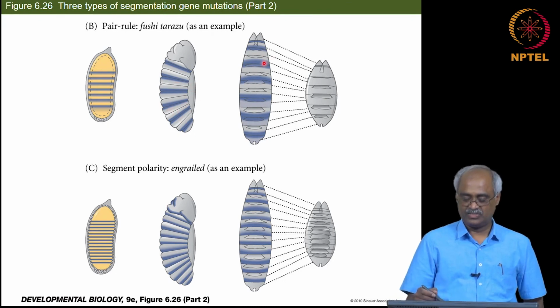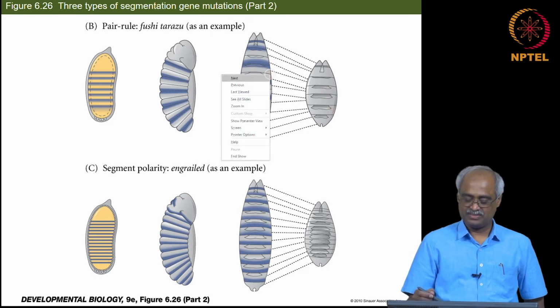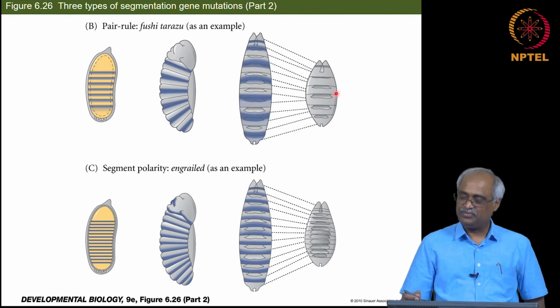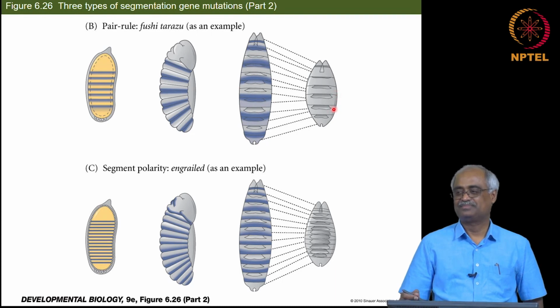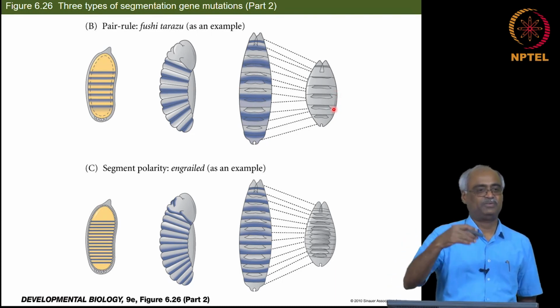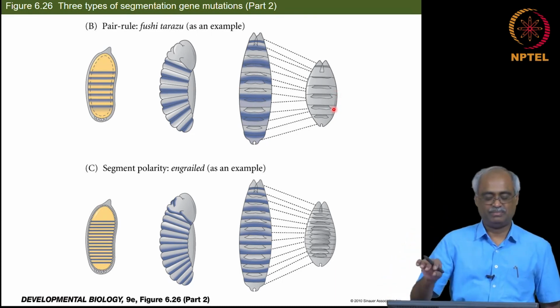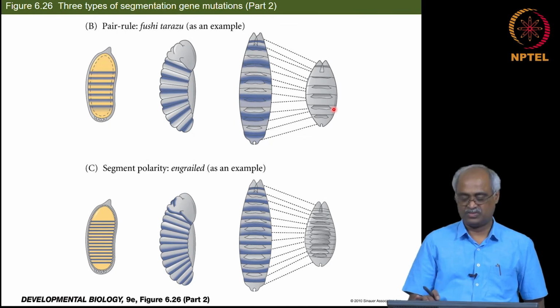In the larval stage this is where the expression pattern will be, and as you would predict, in the mutant the anterior part of this segment and the posterior part of the adjacent segment will be fused and missing. So one segment's posterior part and another segment's anterior part will be missing. Wherever it is expressed, that is what is going to be missing.